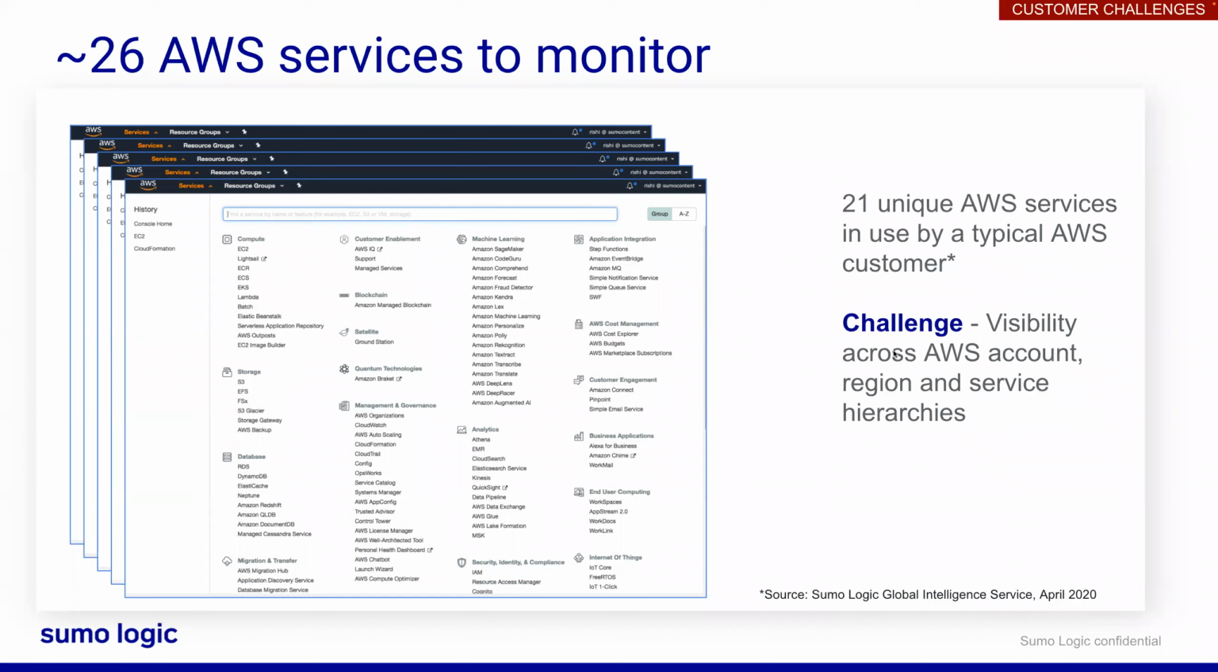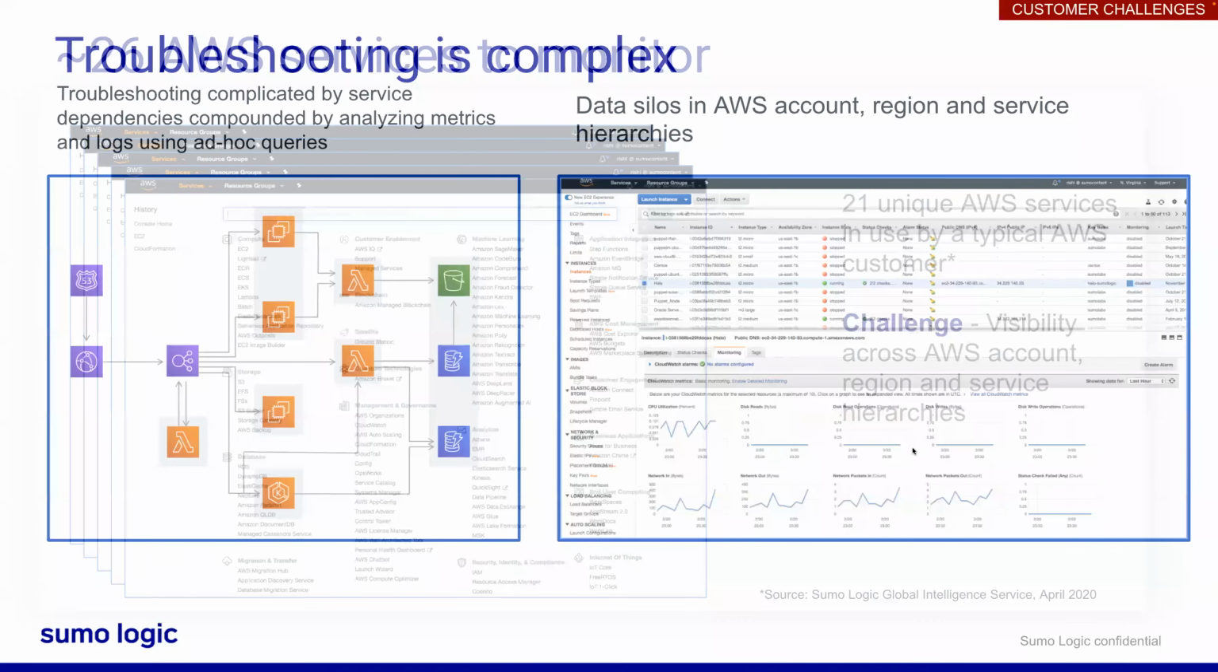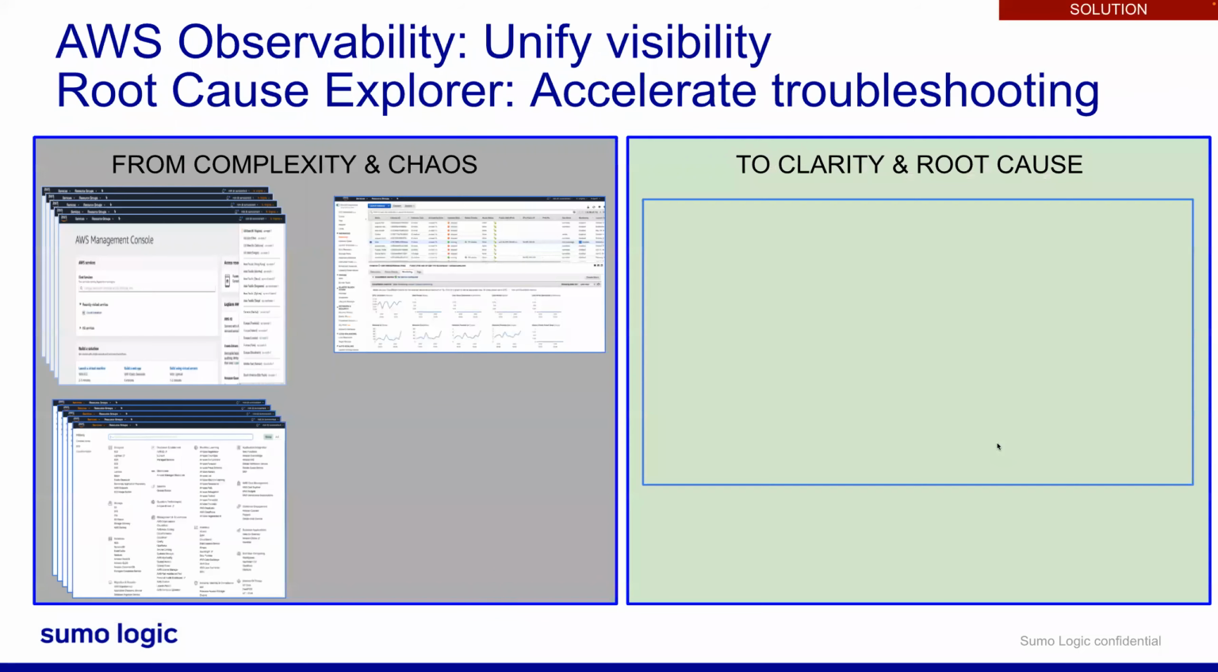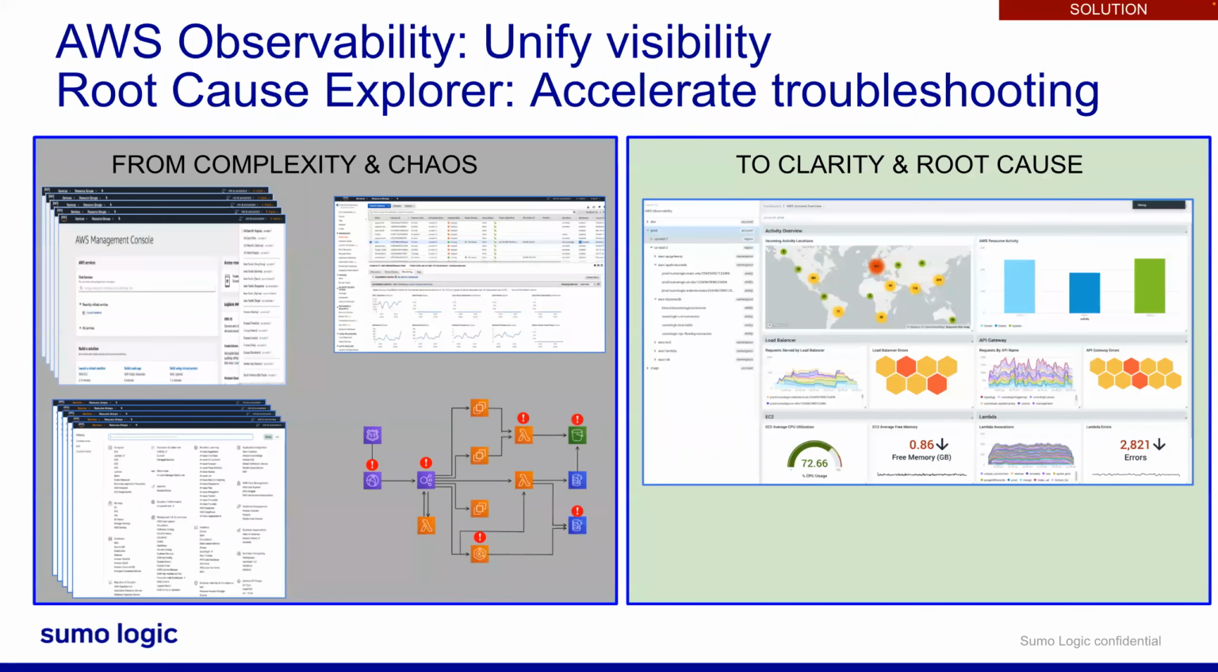And so this is, as the slide is showing, the challenge. We see customers have multiple accounts across multiple regions with multiple services. And then how do you start to dig into that, get that visibility? Without that visibility, troubleshooting is complex. And I think you know that. That's probably why you're here. Now, fortunately for you, from complexity and chaos, we can provide clarity and root cause.